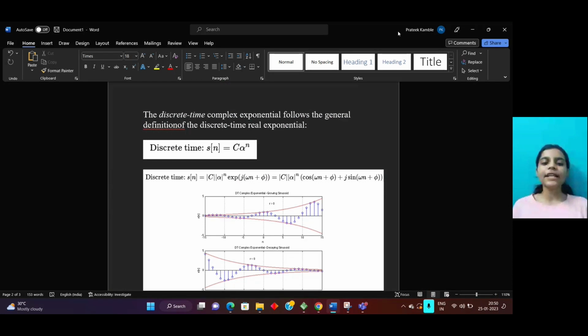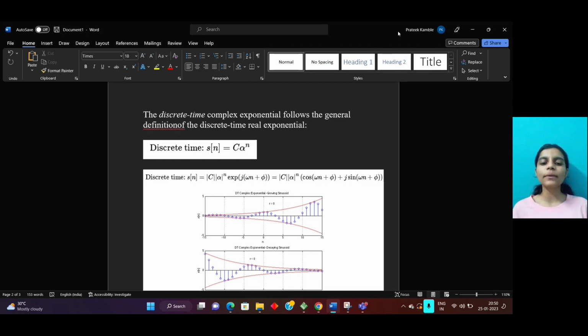So let us start with what is actually a complex exponential signal. A signal whose samples are complex numbers, where the real and imaginary parts of the samples form respectively a cosine wave and a sine wave. A complex exponential signal which is defined at discrete instants of time is known as a discrete time complex exponential sequence.